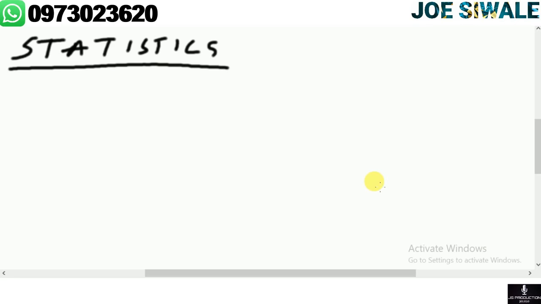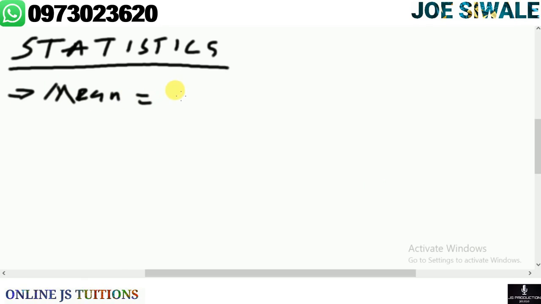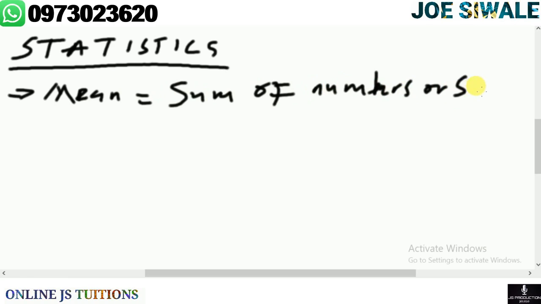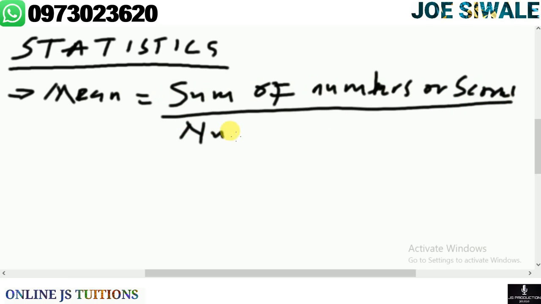So the mean, we'll start with the mean. The mean is found by saying the sum of numbers or scores divided by the number of scores that you are given.